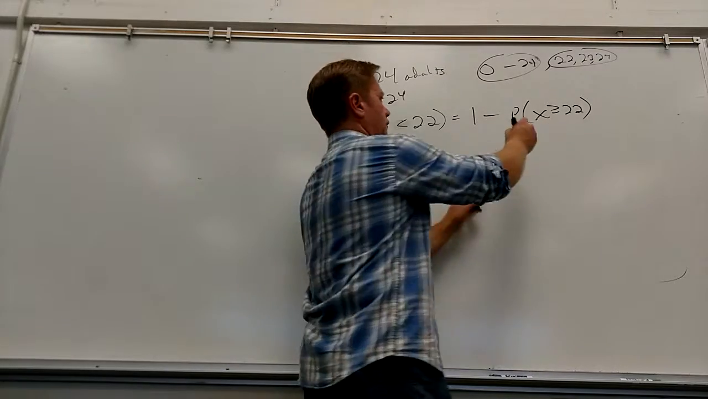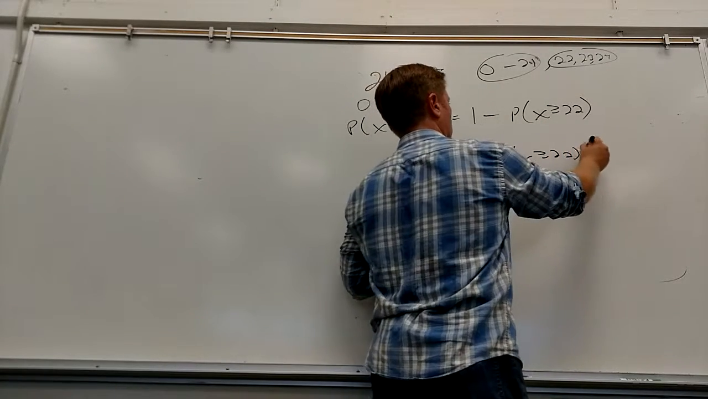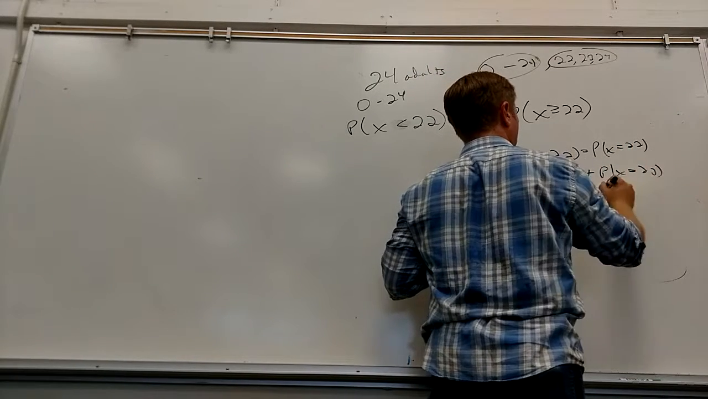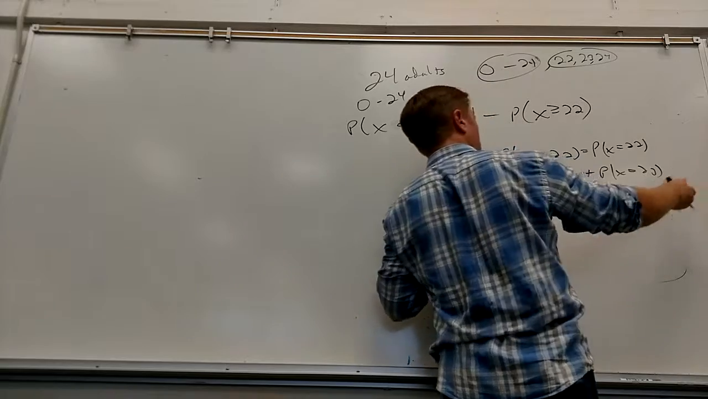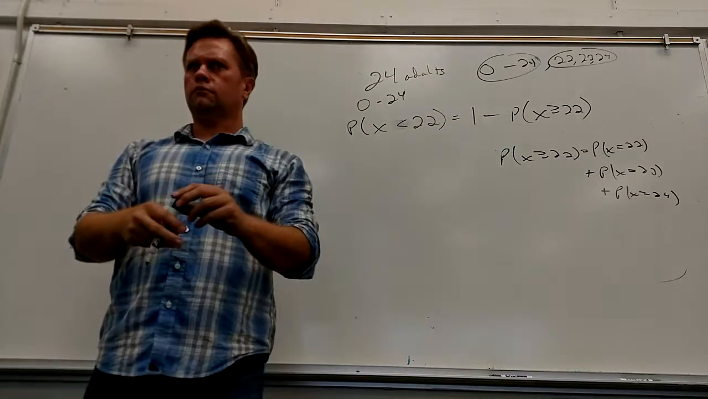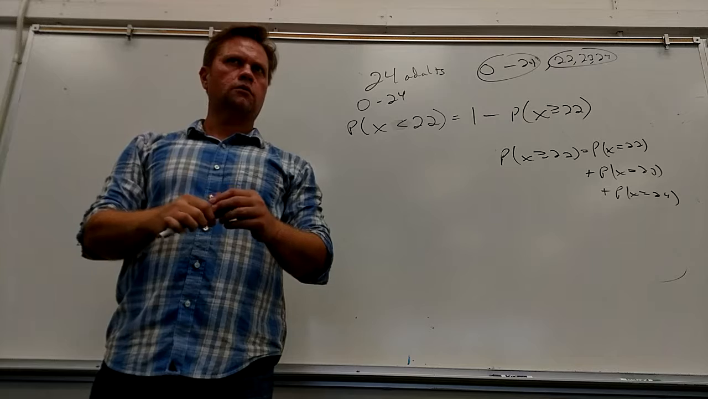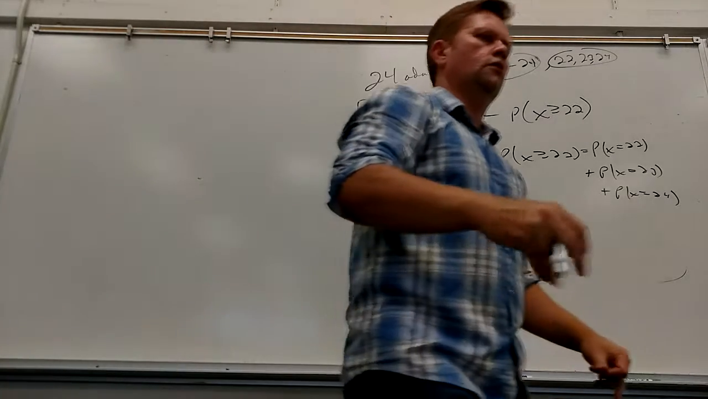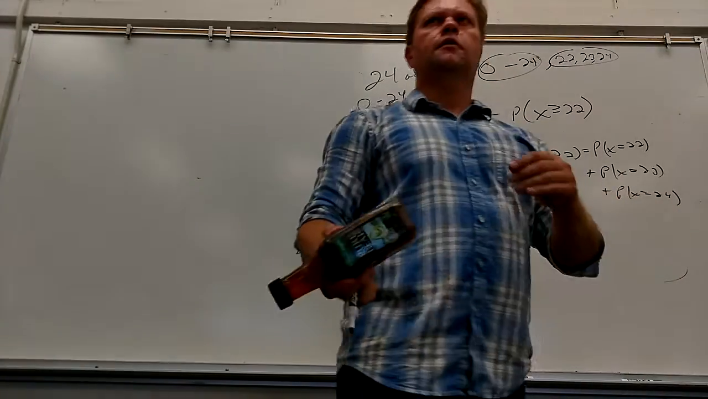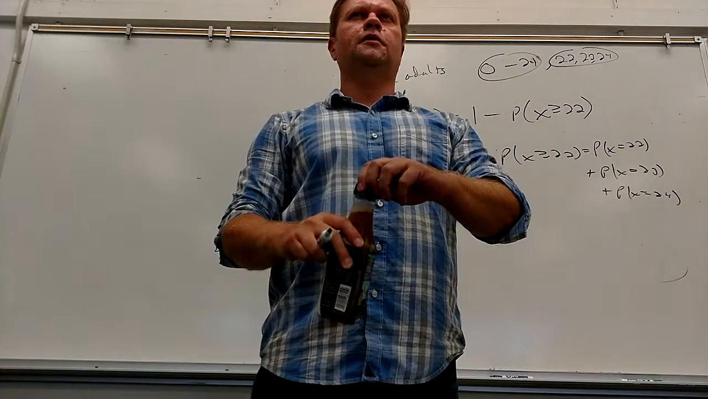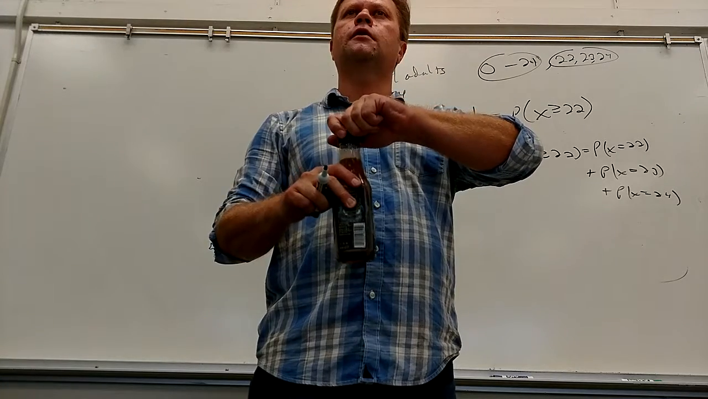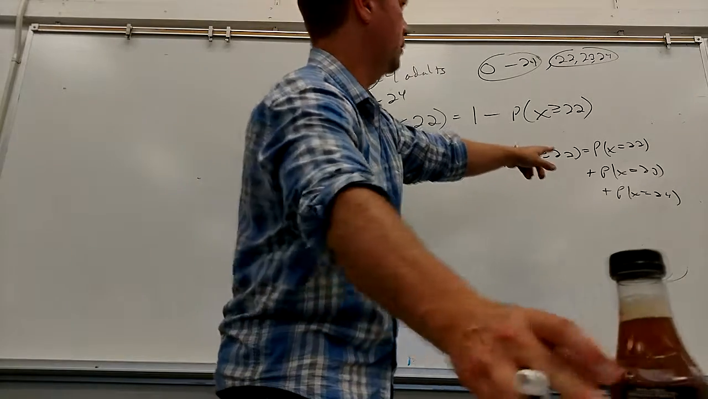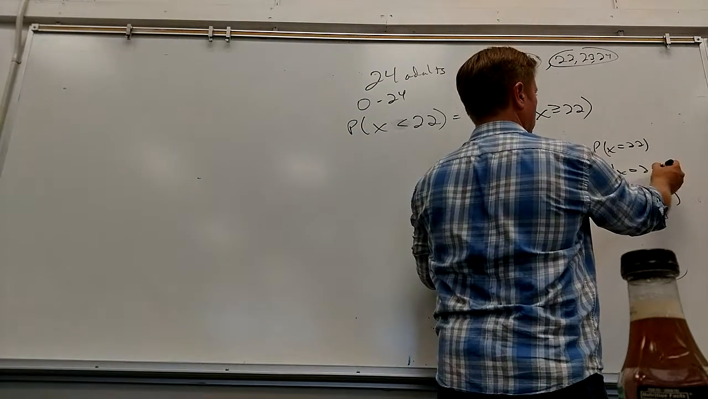So how do I calculate this? Well, I've already got the probability X equals 22 from part A. Now I just have to do the formula for 23 and the formula for 24. Add those up and then take that away from 1. Is that cool? So, what would the formula look like for 23?